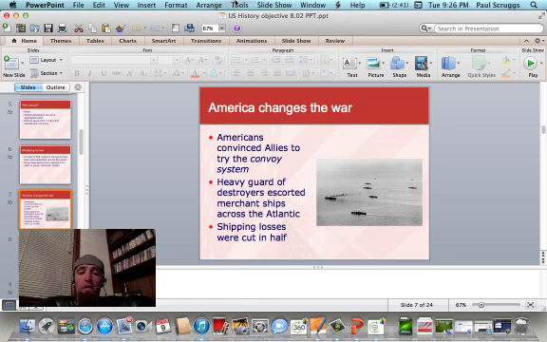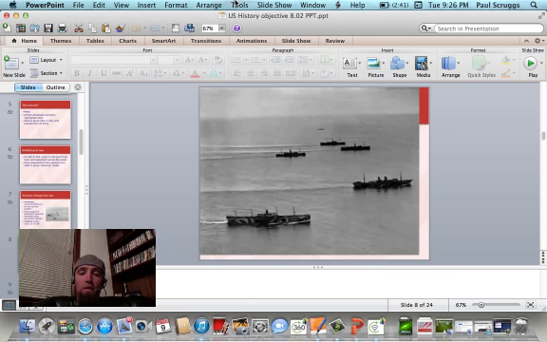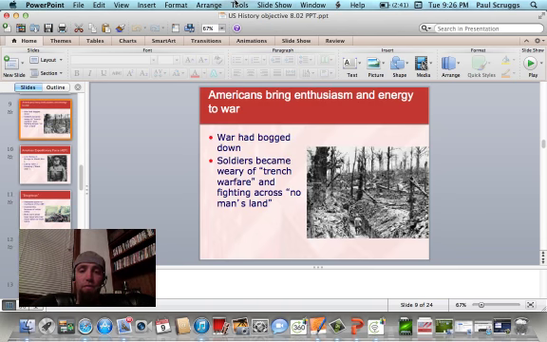We eventually figured out how to fight that Wolfpack system that Germans were using to sink Allied shipping with the convoy system. You had merchant ships escorted by heavy destroyers, and eventually Allied shipping losses, they still happened, but they were cut in half. You see here a convoy. You'd have a big group of merchant vessels spread over several miles, accompanied by several naval destroyers.